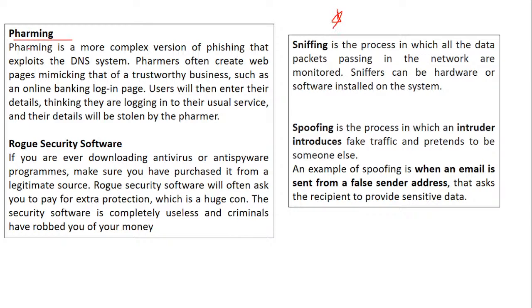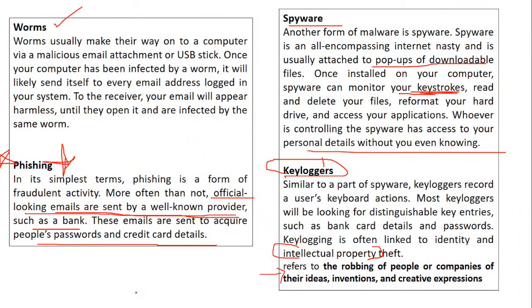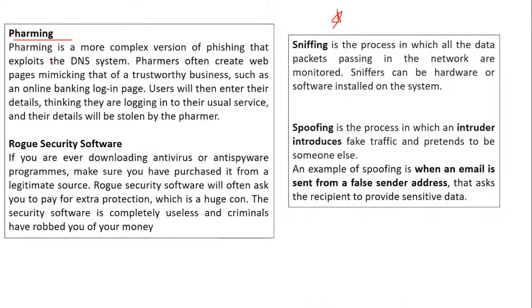Now, pharming, which is a more complex version of phishing. Right now we did phishing, which was one of the simplest forms, where we get emails from a well-known provider. But here they exploit the domain system. They create web pages mimicking genuine ones. See, this is the difference between phishing and pharming. You should know it very well.